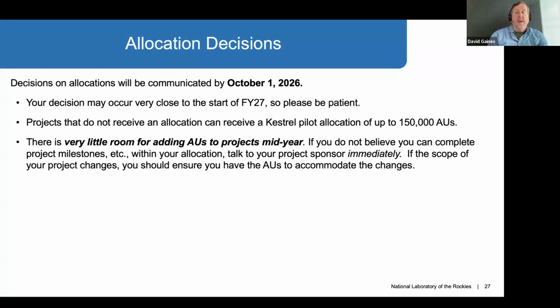If you don't think you can complete what you plan to do with your allocation, talk to your project sponsor or federal contact. If the scope of your project changes, we could always work with you via HPC request, but it's kind of a space available thing, and there might not be space available unless we can work with the project sponsor to move AUs between projects.